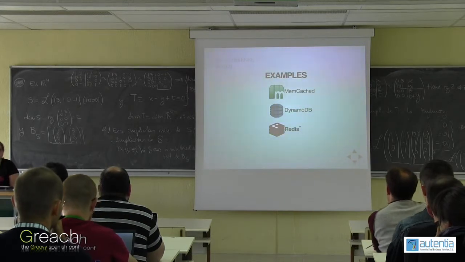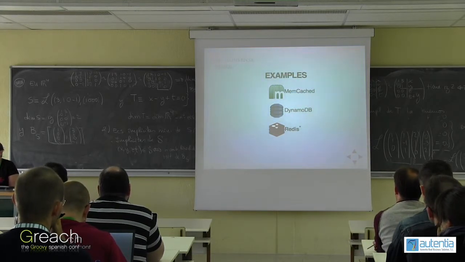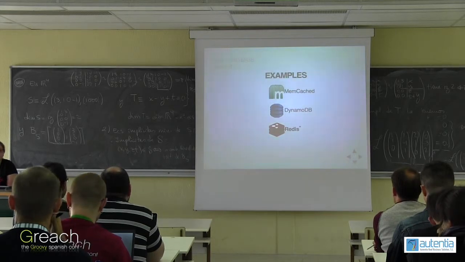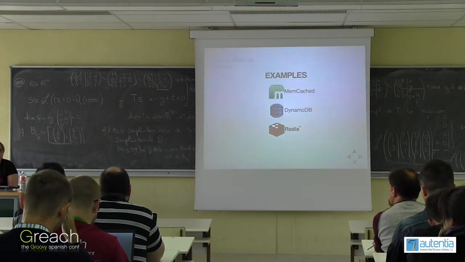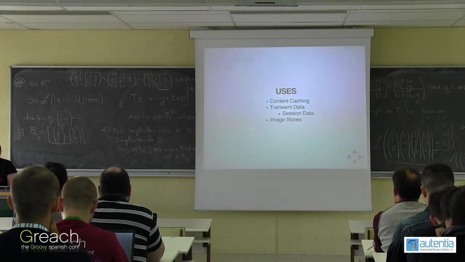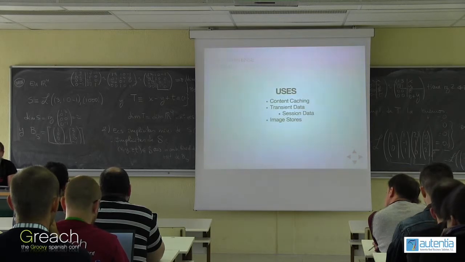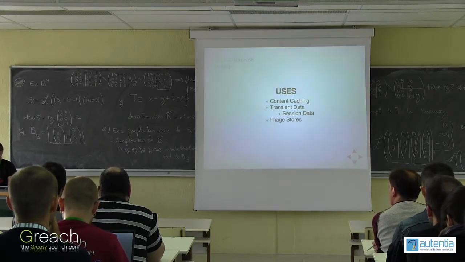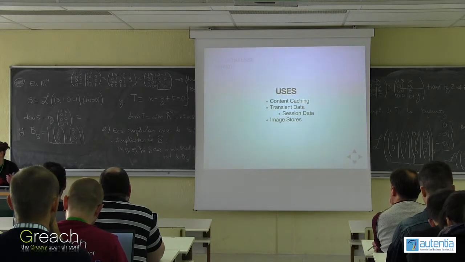There are some different examples you may have heard of, things like memcached, DynamoDB, and the example I'm going to use, Redis. I do have an asterisk here because Redis is not only a key value store, it's a lot more than that. But in my example, I'm just using it as a key value. So some uses of key value stores can include things like caching, transient data. I've used or seen examples of Redis used to manage different sessions, and even just to store image locations.